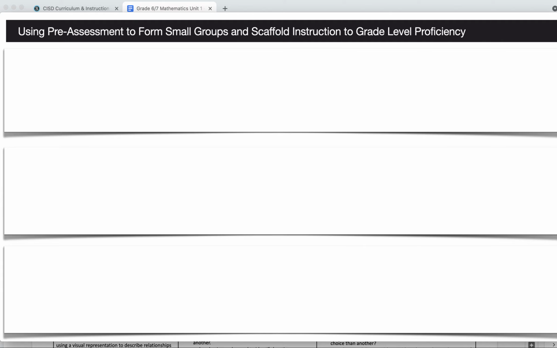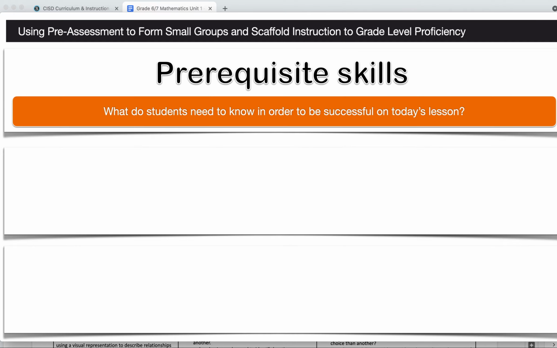Okay, 6, 7 accelerated math educators. It's really important this year especially that we use pre-assessment to form small groups and scaffold instruction to grade level proficiency. That means we need to know what our students need to know in order to be successful on today's lesson.